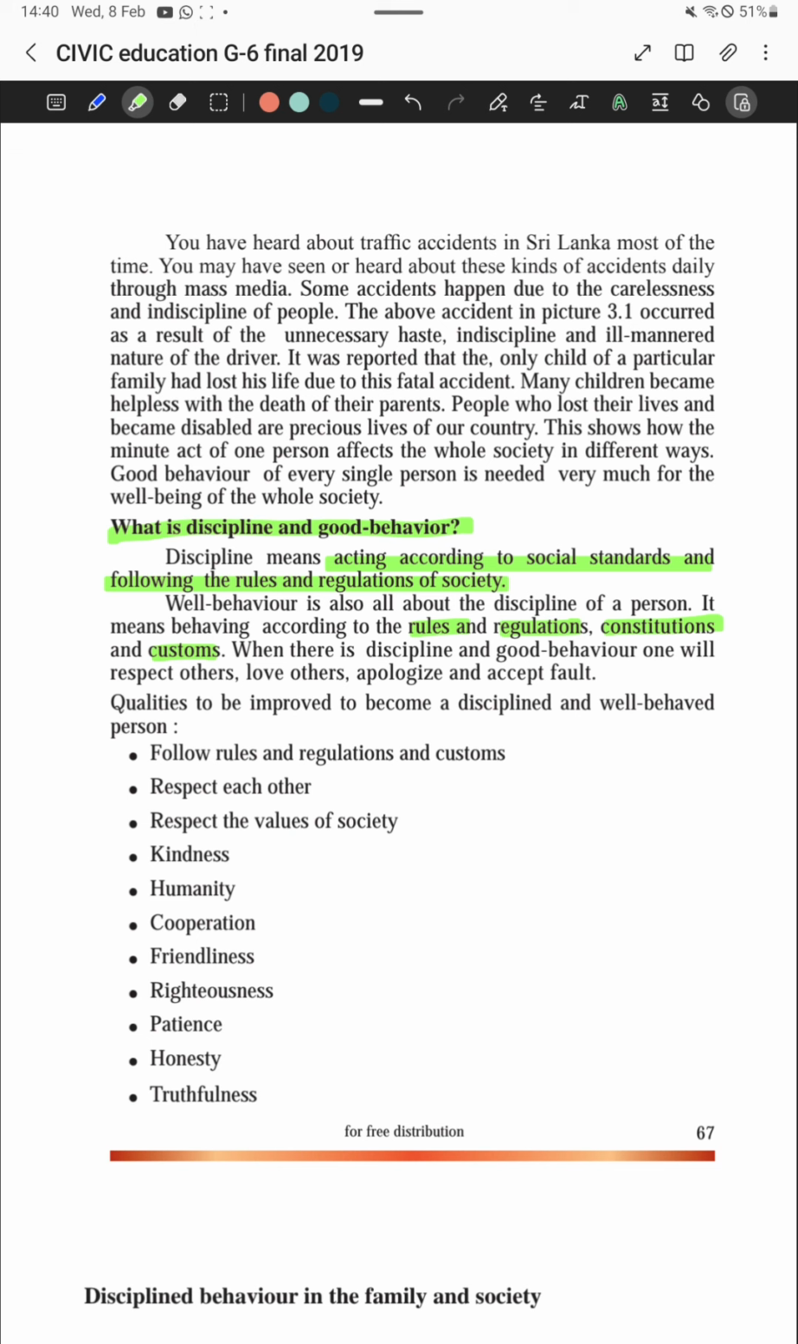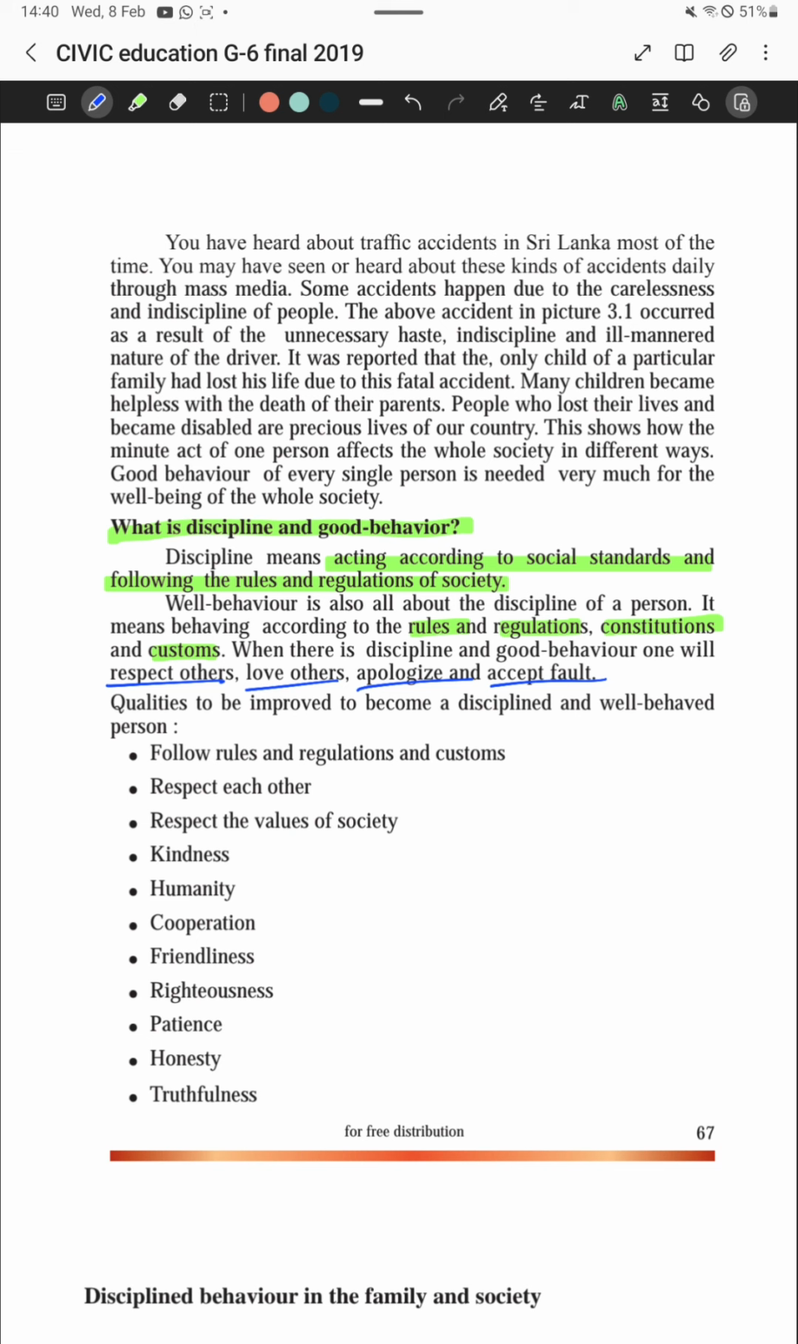So when there is discipline and good behavior, one will respect others, love others, right? These are the outcomes of good behavior and discipline. Respect others, love others, apologize. Apologize means saying sorry, and accept fault. If you have done any wrong thing, you will accept that, correct it, and you will not do it again and again, right?